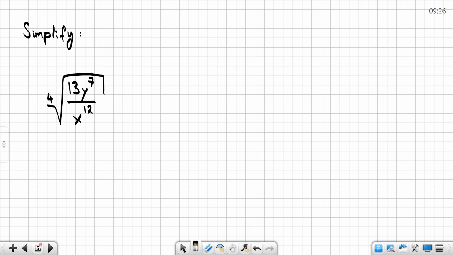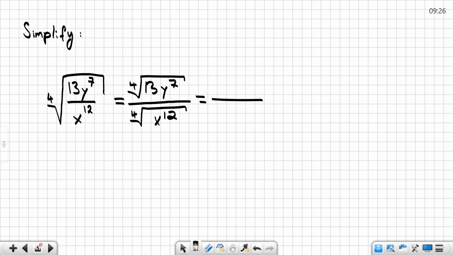Let's do one more, just like the last one. I have now the 4th root, but I'm going to do the exact same thing. I first break this up into 2 radicals. And you notice in the denominator, the 12 is divisible by 4. And that means down here, I will get immediately x raised to the 3rd.